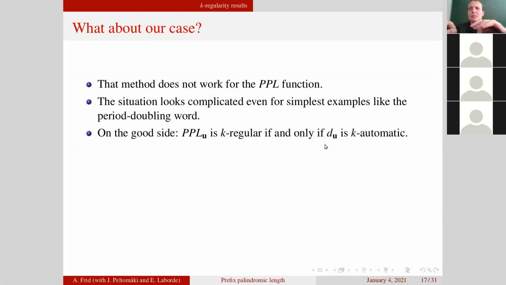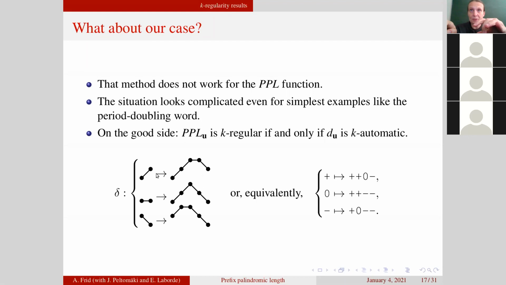So for example, the first differences of the prefix palindromic length of the Thue-Morse word are fixed points of this morphism. Or equivalently, we can write them like this, or equivalently, we could say 1, 1, 1, 0, minus 1, 0, 1, 1, minus 1, 1, 1, and so on. There are at least two alphabets which are better than the original alphabet minus 1, 0, 1. Like that.